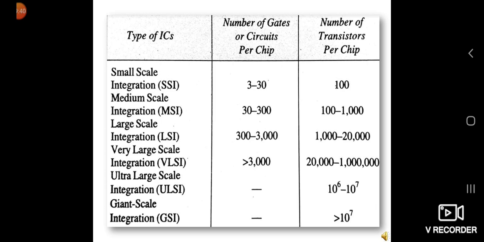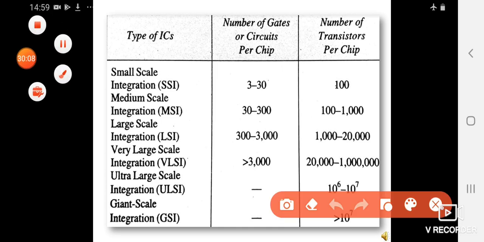In this slide you can see the types of IC. As I already told you, depending on the transistor count or device count, we can classify ICs into different types. Here it is shown that for the small scale integration type, you can see in the second column the number of gates or circuits per chip. It was 3 to 30 circuits or gates per chip for small scale integration.